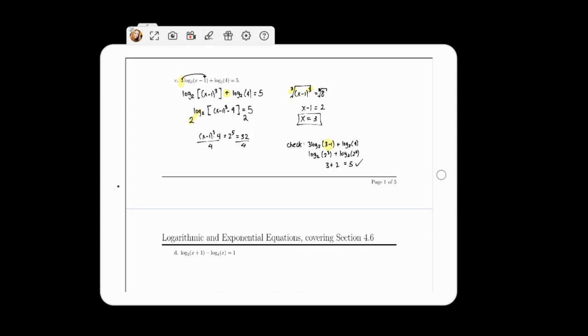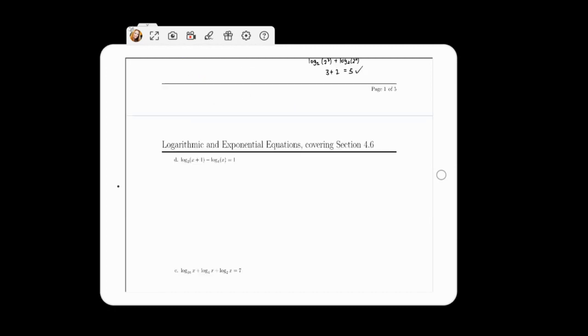Okay, let's see example D. Oh no, now you see two different bases. This one has log base 2 of (x plus 1) minus log base 4 of x equals 1. So we cannot just bring them together in one log because we have different bases. We have to use the change of base formula first. So please review.